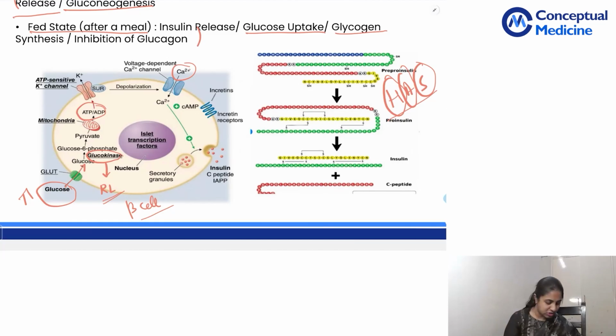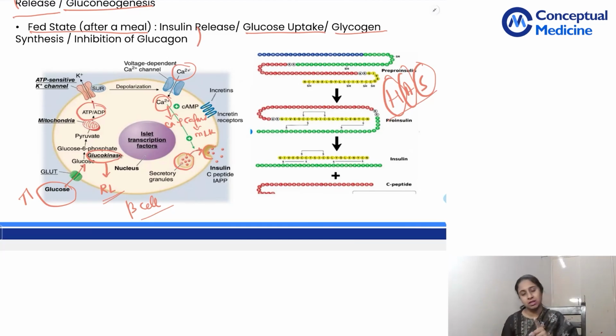This calcium will usually bind with calmodulin and activate myosin light chain kinase. Once myosin light chain kinase is activated, your myosin would be phosphorylated, and along with the actin, they increase the transport of these vesicles. They help in the docking of the vesicles to the plasma membrane, and they help in the release of the insulin which is stored in the vesicle to the exterior.